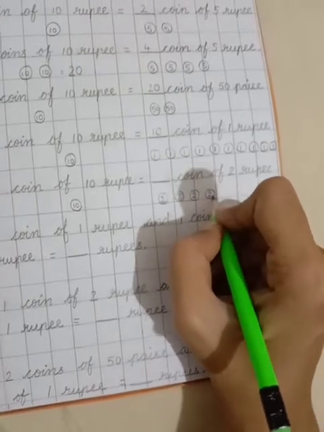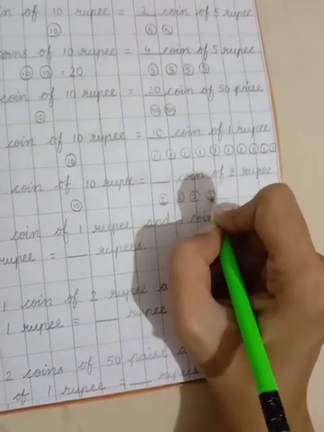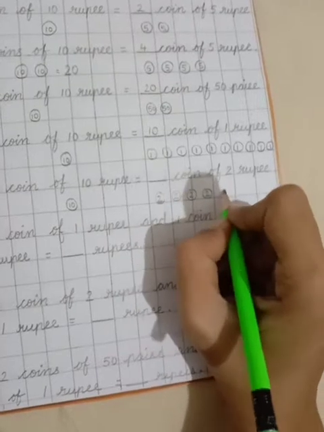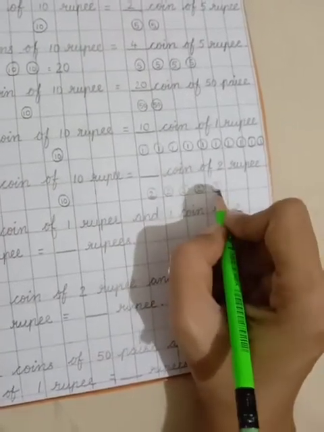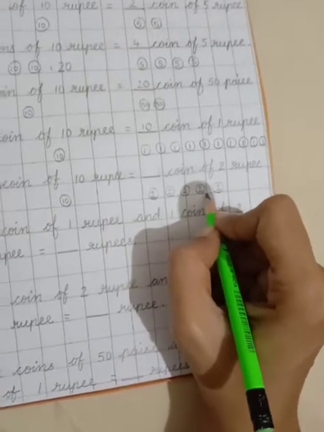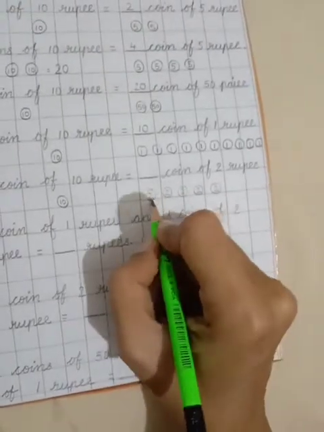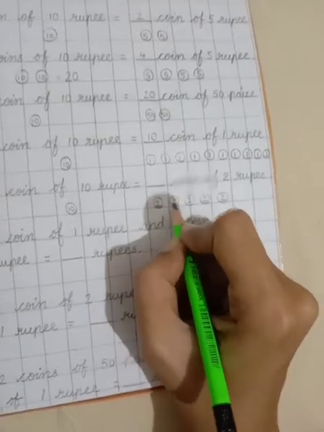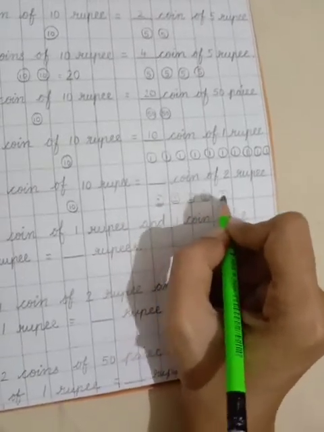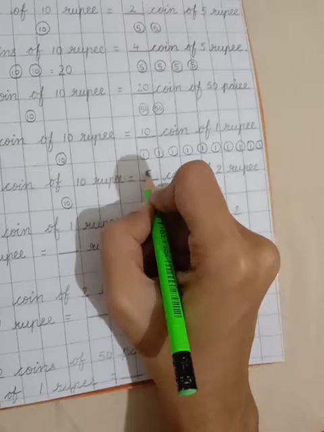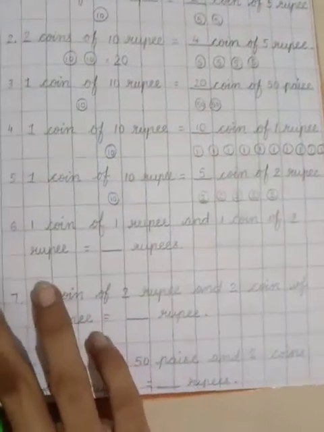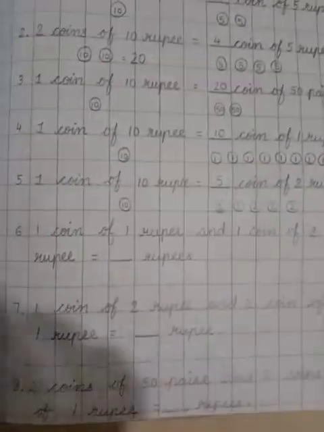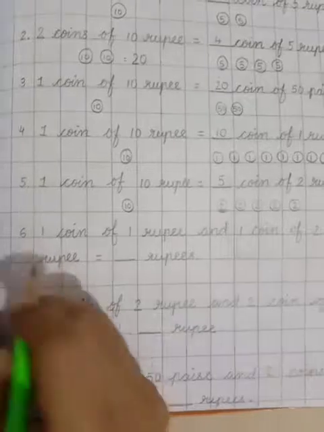Again we will take 2 rupee coin and we will add, it will make 8. Again we will take one more 2 rupee coin. If we will add to this, it will make 10. So how many coins we need? 1, 2, 3, 4, 5. So we need 5 coin of 2 rupees to make 10 rupees. So here answer is 5.